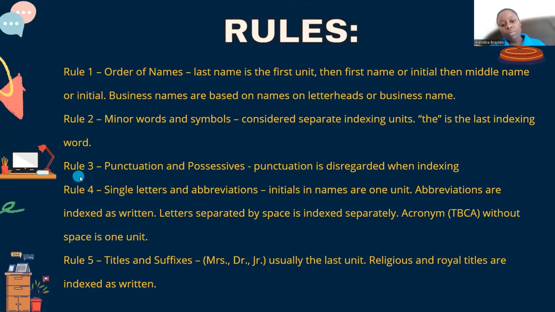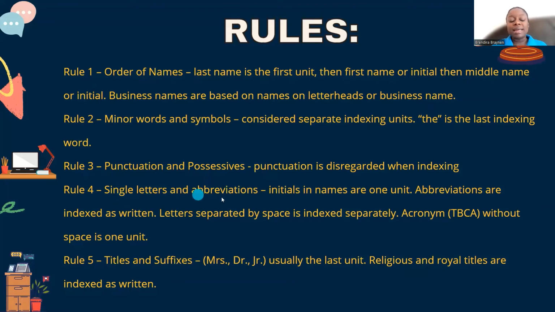Rule three: punctuation and possessives. With apostrophes in a person's name, we disregard the apostrophe because we can't compare apostrophes with no apostrophes. And so if you have a person's name like D'Saint with an apostrophe, normally you leave out the apostrophe. It's DESAINT when we're comparing and ordering it based on alphabetics.